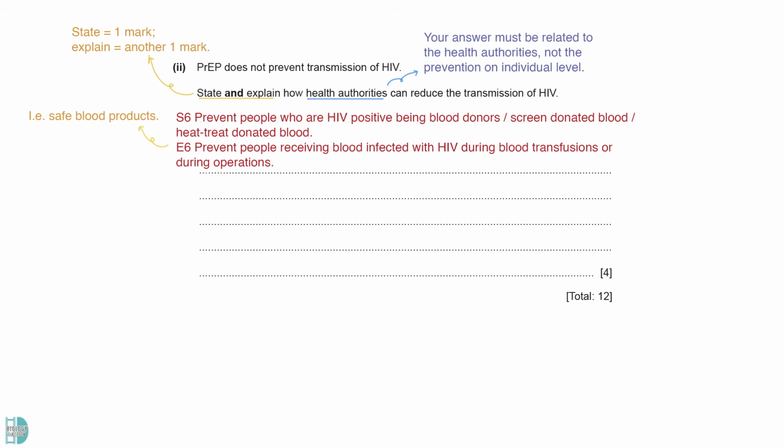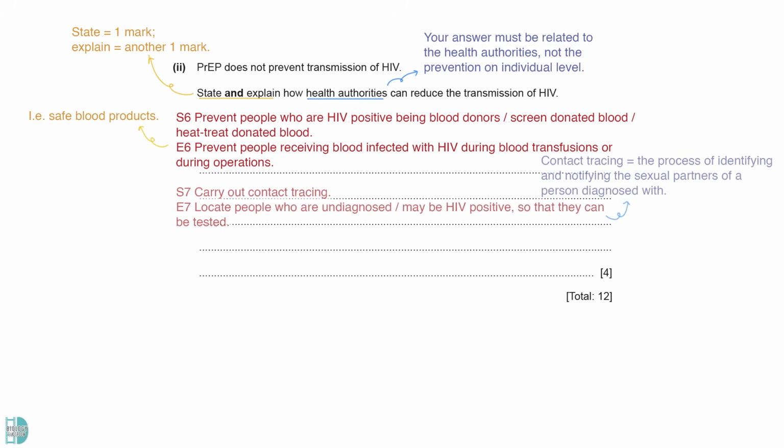Health facilities should prevent people who are HIV positive from being blood donors. They should always screen donated blood and heat treat it. This can prevent people from receiving blood infected with HIV during blood transfusions or operations. Hospitals can carry out contact tracing.